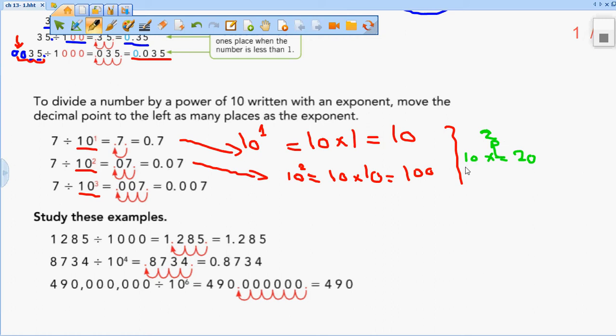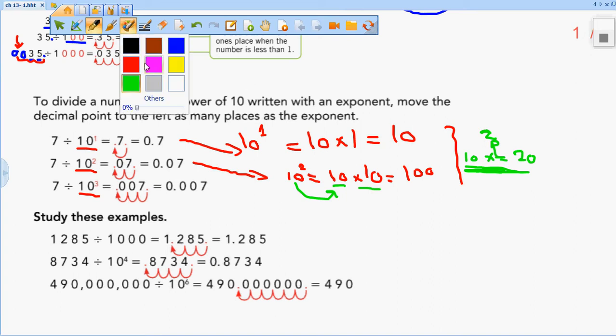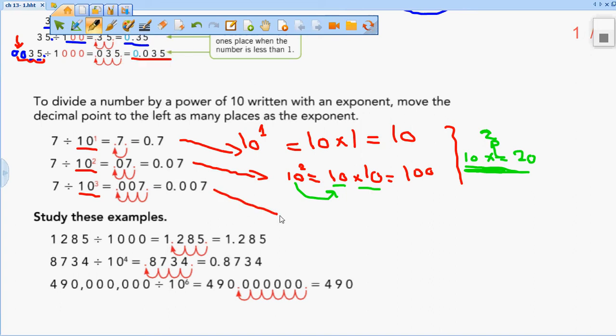So for powers of 10, you have to multiply the number by itself, not multiply the number by the power. You have to multiply the number here by itself 2 times. And in this example again, you have to multiply 10 by itself 3 times, not 10 by 3. It's wrong. You have to multiply 10 by itself 3 times.